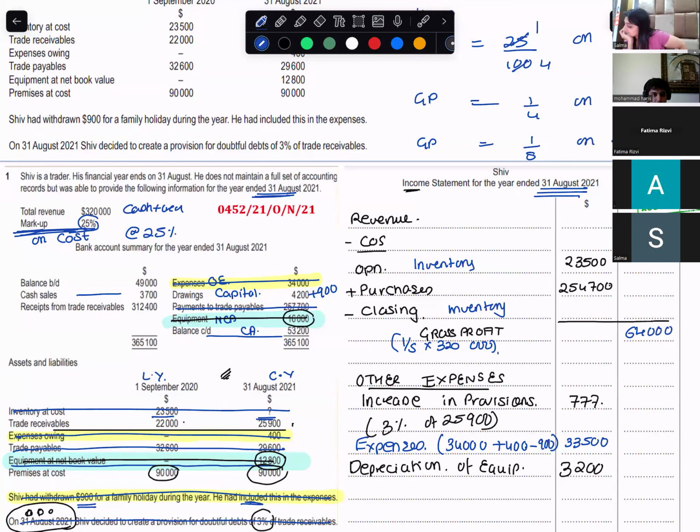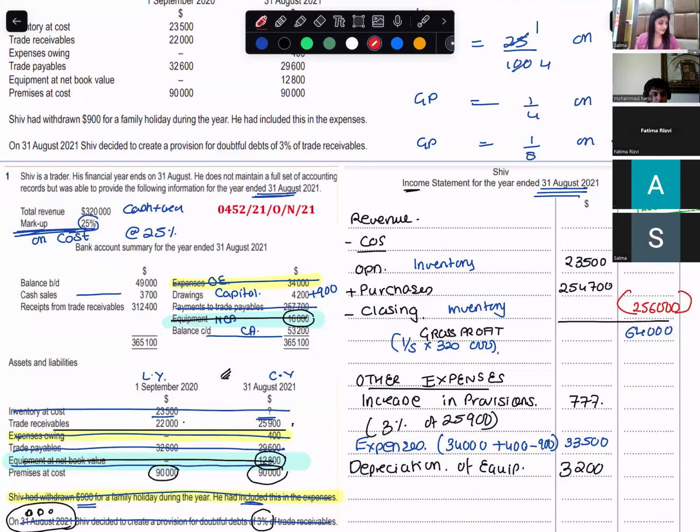Are you with me? Yes, miss. So can you tell me the cost of sales? It will be 320,000 minus 64,000, which is 256,000. Okay. Now what will you do? Find the closing inventory.